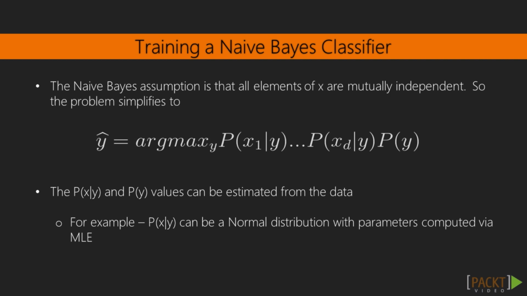Next, we use the naive Bayes assumption, which states that the elements of the input vector are conditionally independent given y. This means that we can factorize the likelihood into a product of element-wise likelihoods. Now all that is left is to estimate the likelihood elements and the prior probability of y from the data. For real valued inputs, it is often assumed that the likelihoods follow a normal distribution whose parameters can be computed via maximum likelihood. We will show an example of this in the next video, where we actually implement naive Bayes in Scala.